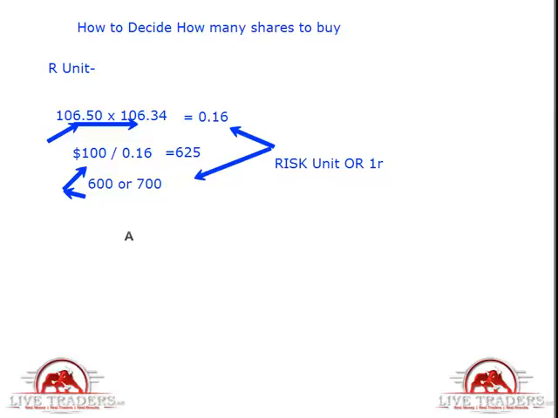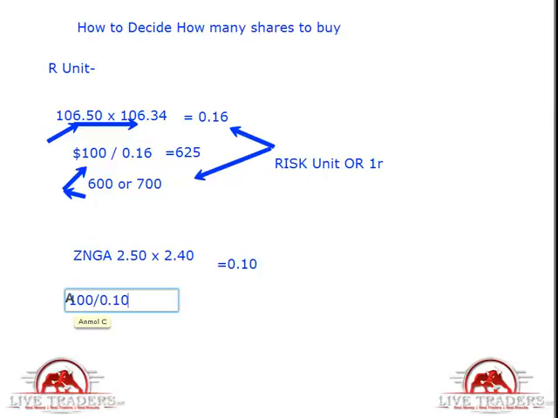Now in the same example, let's say there's a stock called Zynga, you want to go long at $2.50 with a stop at $2.40. So now you have a 10-cent stop loss. Now how would you decide how many shares to buy? 100 divided by 10. So now that will give you 1,000 shares. So that's your 1R.